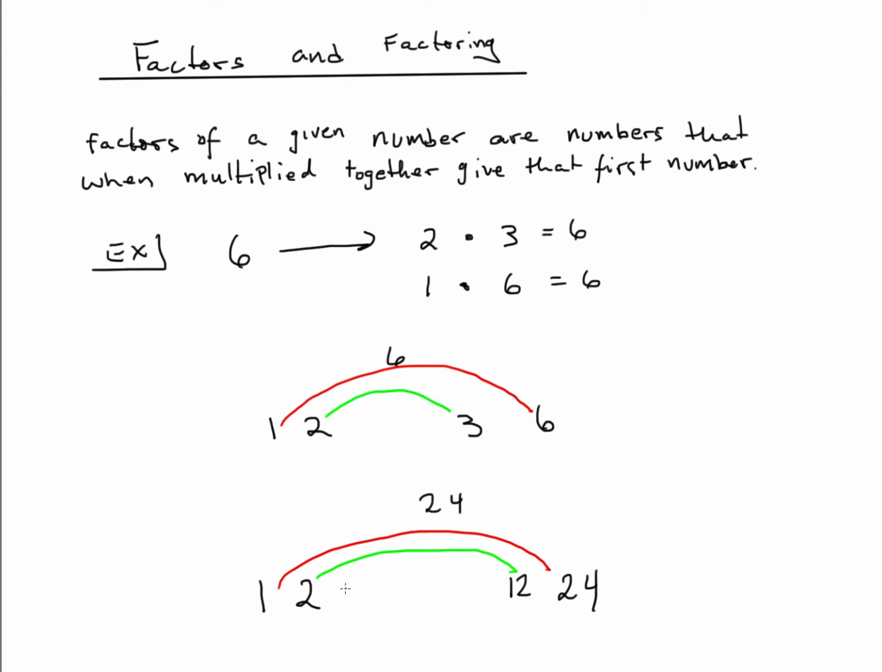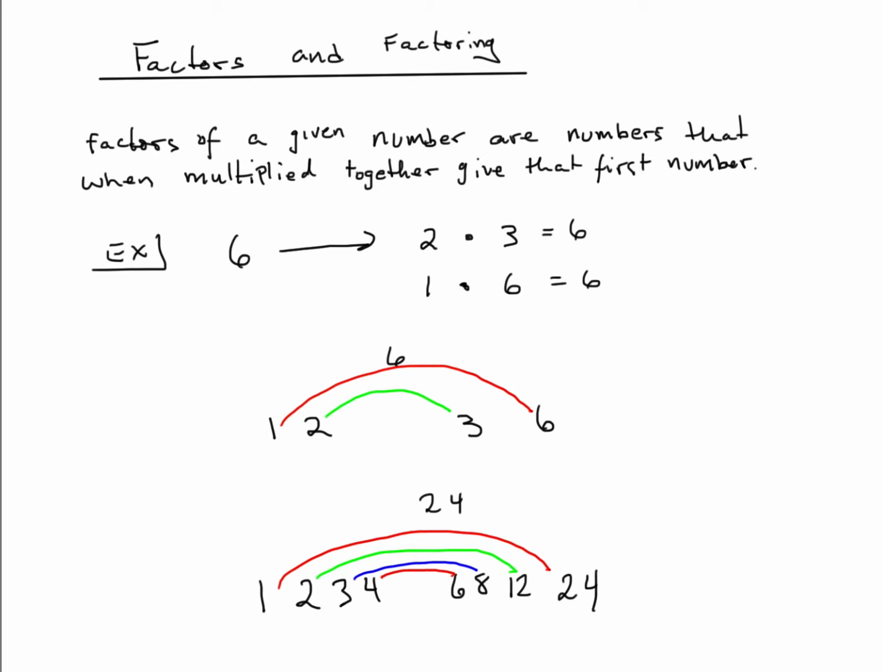Now I ask myself what comes after 2? 3. Does 3 go into 24? It does. 3 times 8 will give me 24. So let's put a bit more color now. 3 times 8. Does 4 go into 24? It does. 4 times 6 will give me 24. Let's go back to red. I like that. There we go.